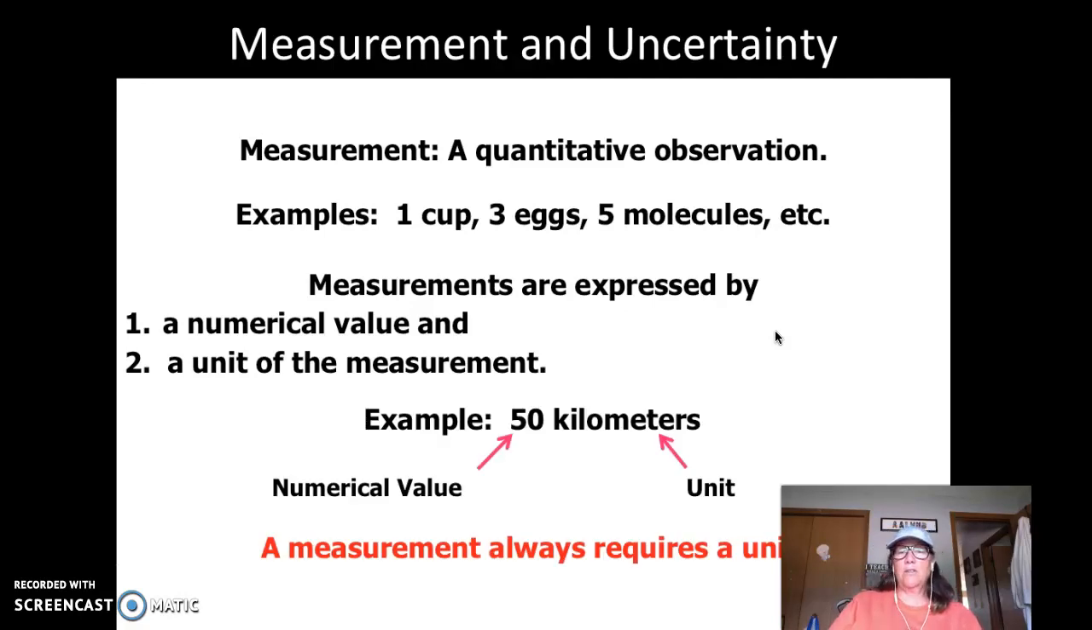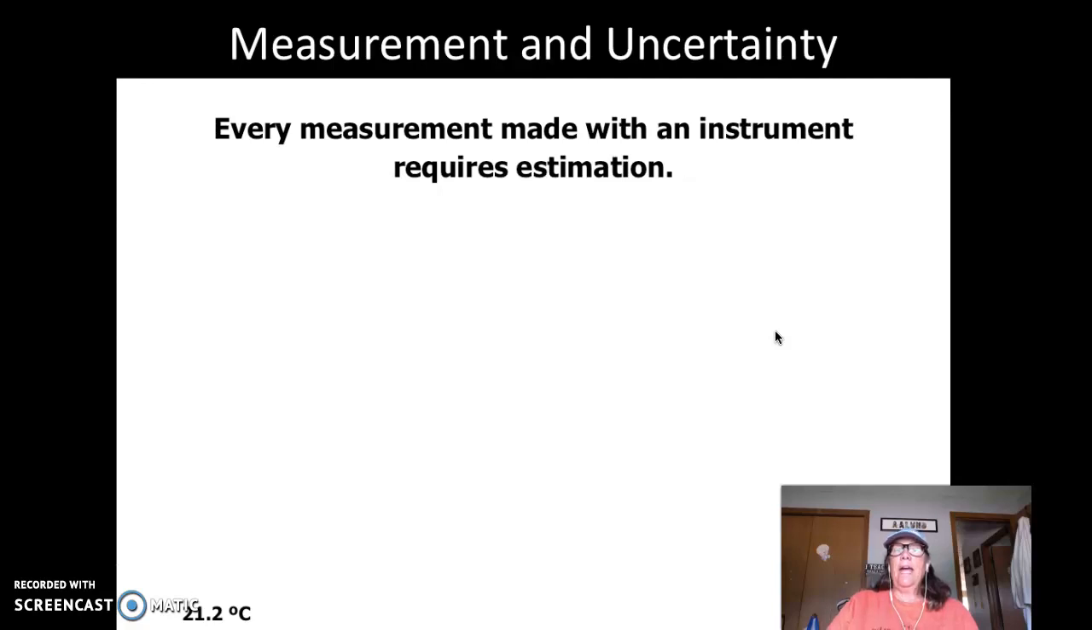Okay. Here's another example: 50 kilometers. And when you have a quantitative measurement, you always have to have a unit. So like on the top, 1 cup, we have a cup. 3 eggs. It could be 200 seconds. You're going to have a unit afterwards because that's a measurement with a number. Okay. For every measurement, you have an instrument that takes that measurement for you. Like, for instance, if we're doing mass, we put it on a scale. Okay. And sometimes you have to do a little estimation.